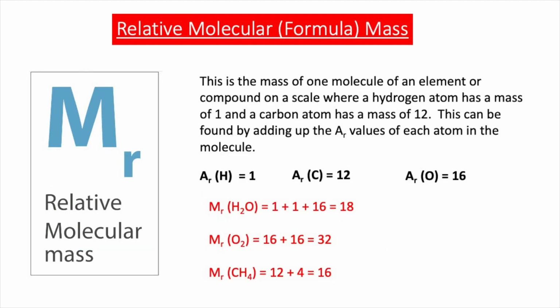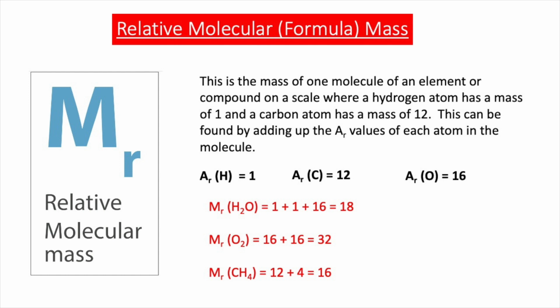Now, in our previous video, we also learnt about the relative molecular mass, which is sometimes called the formula mass. Now, this is the mass of one molecule of an element or compound on a scale where a hydrogen atom has a mass of 1 and a carbon atom has a mass of 12. And this can be found by adding up the AR values of each atom in the molecule.